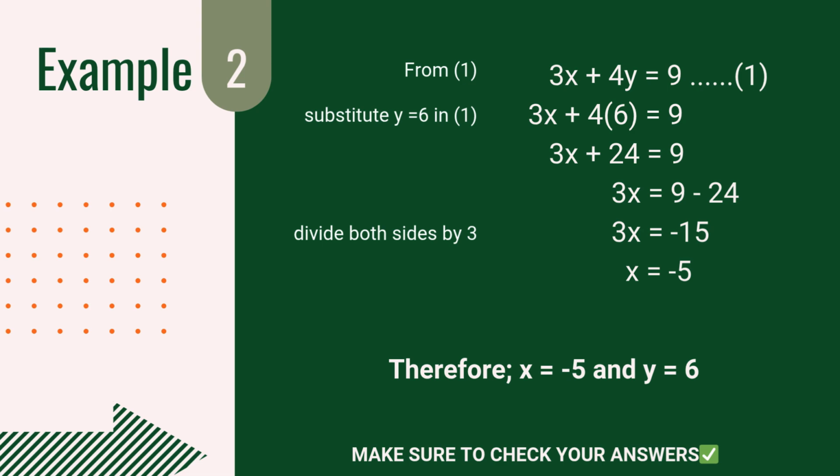We take like terms, and we have 3x equals 9 minus 24, because 24 will now go to the right-hand side and turn negative. 9 minus 24 is minus 15. That's why you have 3x equals minus 15. So now we divide both sides by 3 to give us minus 15 divided by 3, which is equal to minus 5. So therefore, our answers are x equals minus 5 and y equals 6.